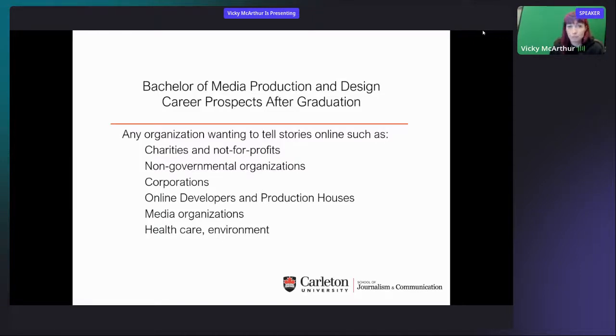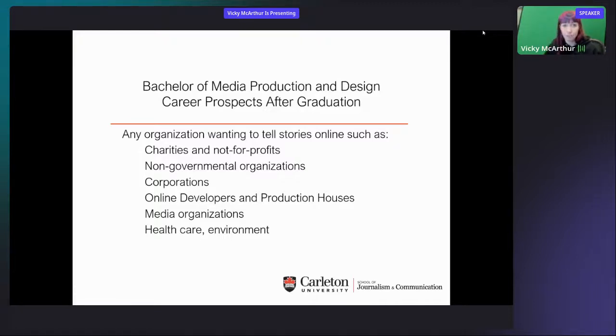Corporations are very big on things like social media branding, aspects of data storytelling that inform marketing decisions, creating different types of training documentation, digitization of different types of activities happening within the corporation itself. Online developers and production houses. So maybe you get hired by a company to serve in a digital media role, for example, or maybe you end up working for a production company that applies for RFPs, right, or contracts to do this work for different companies and NGOs as they need it.